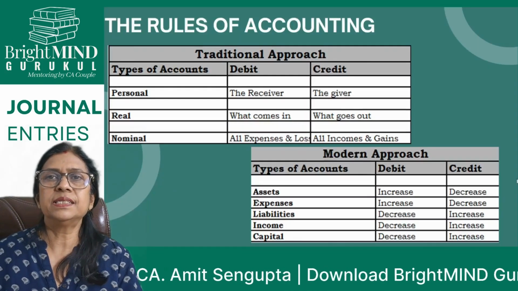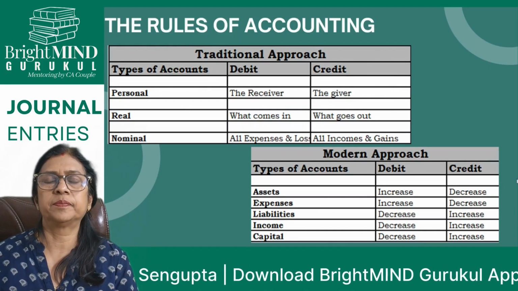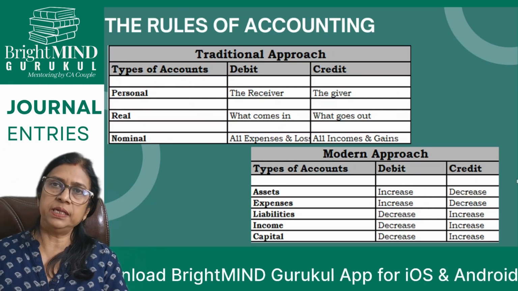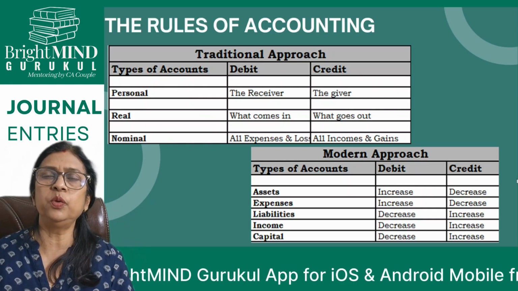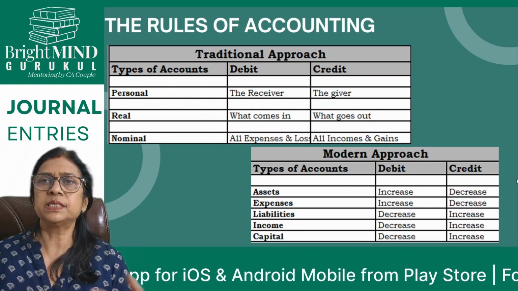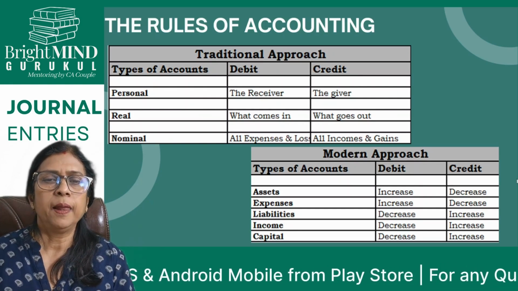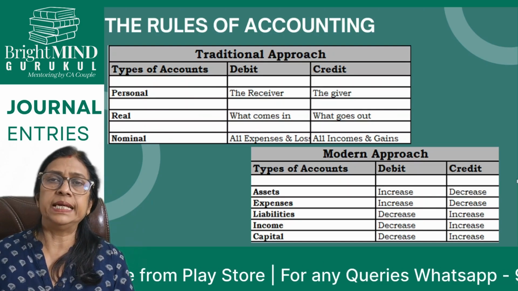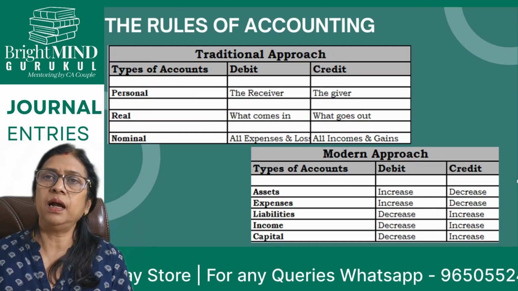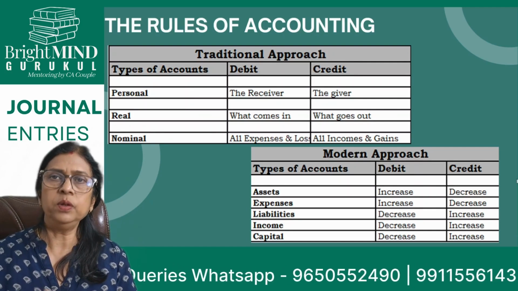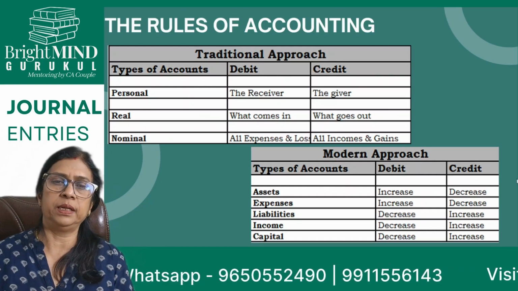Now let us discuss the rules of accounting. There are two approaches. One is the traditional approach, or traditional rule of accounting, and another one is the modern approach. Let us first discuss the traditional approach, which is an old one. All the transactions of a business are divided into three types of accounts: the personal account, the real account and the nominal account.